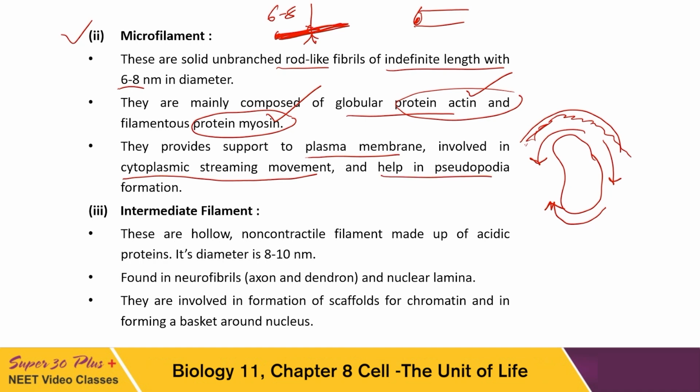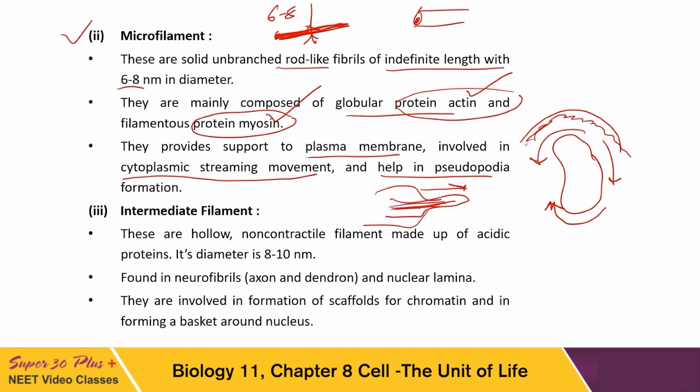And in case of pseudopodia formation, for example, amoeba, a eukaryotic cell, when it wants to move in a particular direction, then what happens? Pseudopodia is to be formed. In formation of pseudopodia, these actin and myosin filaments, that is microfilaments, help in formation of pseudopodia. Are you getting my point?